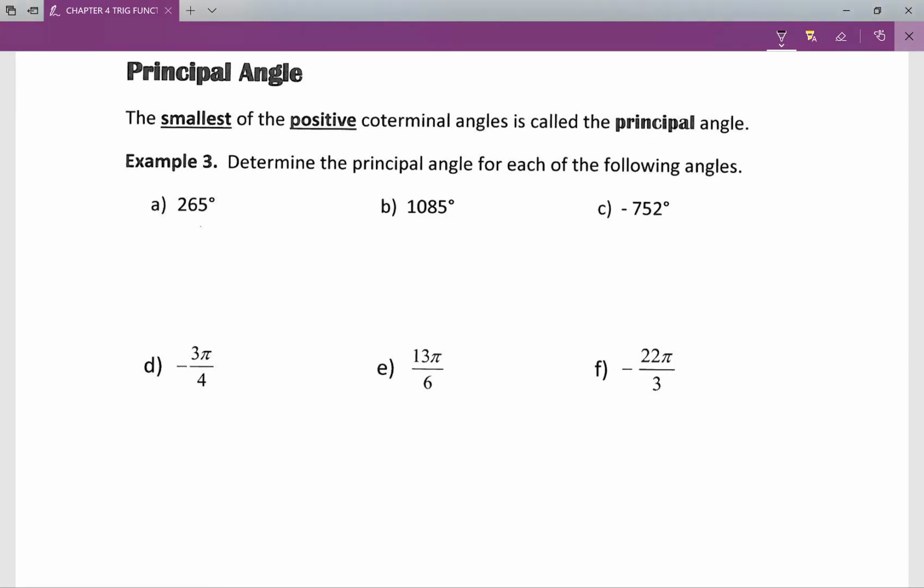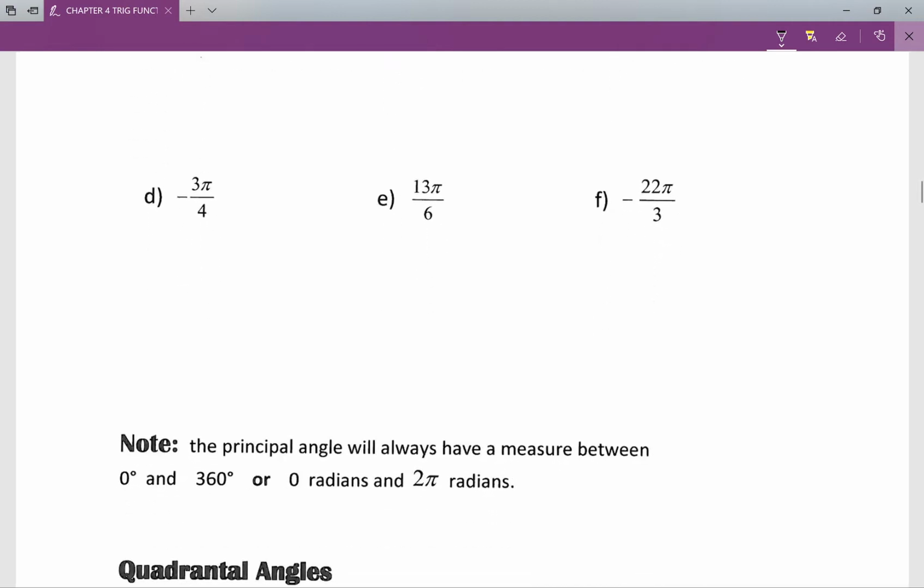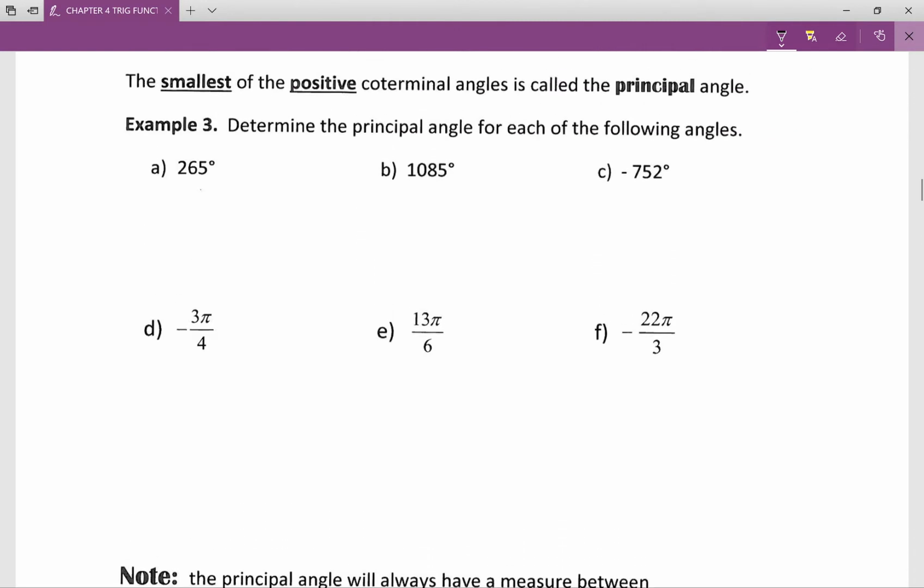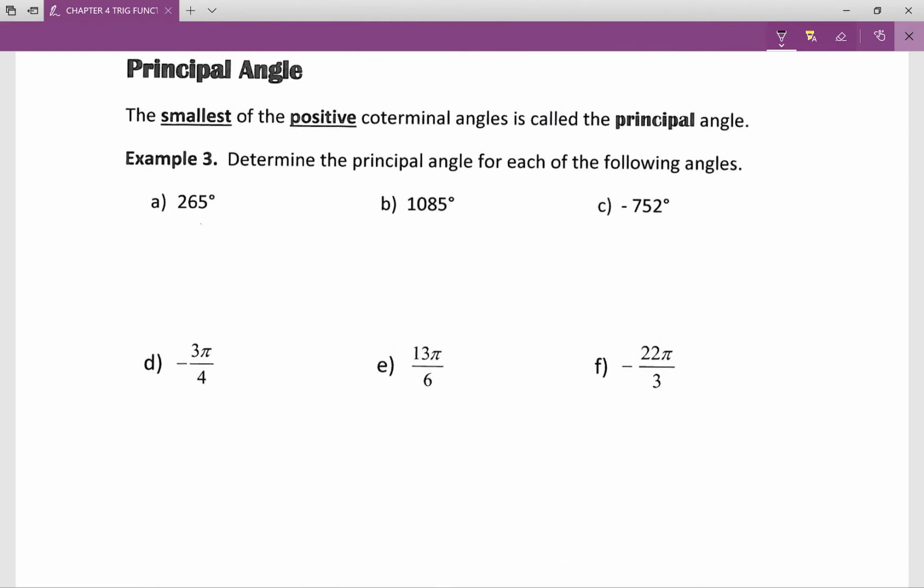Principal angles. The smallest of the positive coterminal angles is called the principal angle. So there's one little thing at the bottom right here. The principal angle will always have a measure between 0 and 360 degrees, or 0 and 2 pi radians. So determine the principal angle for the following angles.